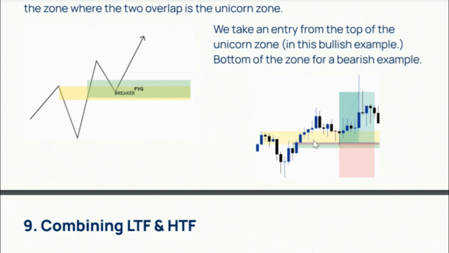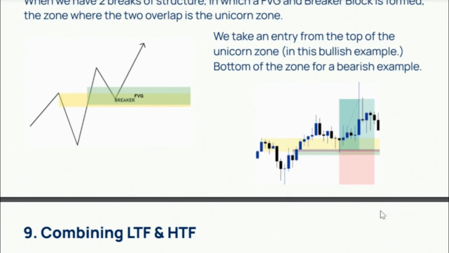You notice that I didn't take an entry at this point, even though it's wicked back into that fair value gap. The reason I didn't take an entry here is because this break of structure, the candle hadn't closed above the previous high. So it hadn't formed a breaker block yet. I mean, in this example, it would have worked, but, you know, if it hadn't, that might be why. That's one of the most common reasons where people might not use the unicorn model correctly. So in this example, yep, price revisits the zone. That's where we take an entry from, and we hit our TP.